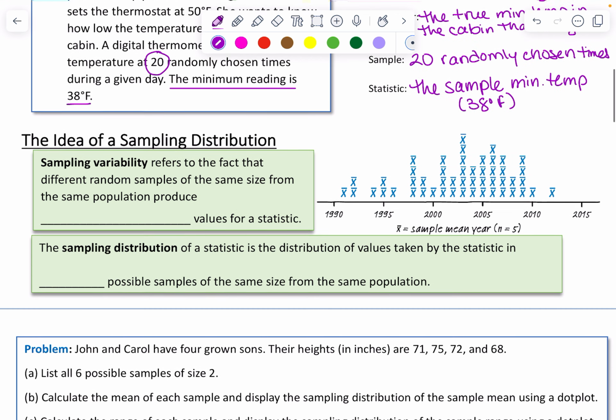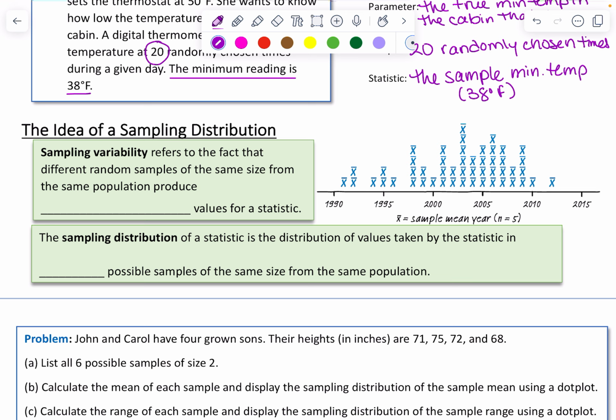So sampling variability, okay, basically what that is the fact that different samples are going to have different values. So if I picked, let's say, 3 people from the class and I found the average GPA of those 3 people, if I pick a different 3 people, I'm going to get a different average GPA. Okay, so that's what sampling variability means, is that different samples get different results.